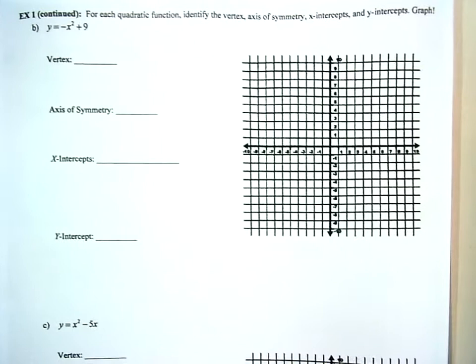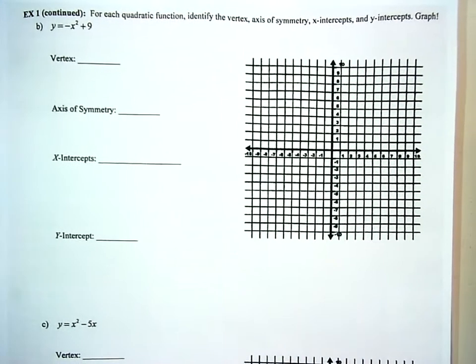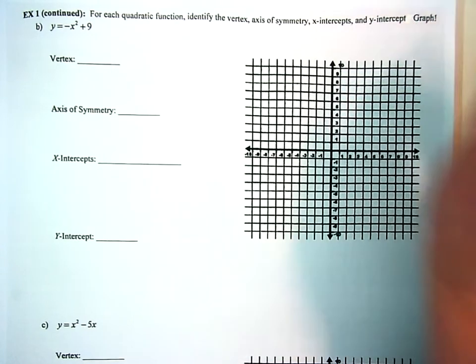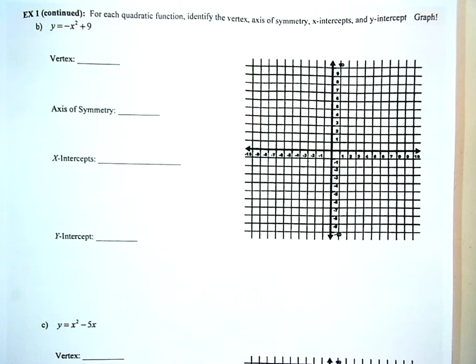Okay, next sheet. So here again, same instructions. For each quadratic function, identify the vertex, the axis of symmetry, the X-intercepts, and again, this should say Y-intercept. There is only one, and then we graph it. Okay. So here we have y equals negative x squared plus 9.